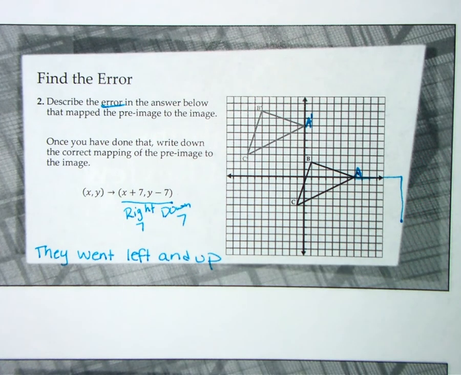It does say to fix that, but if we were to fix it, then we would be off of the graph. So we're not going to do that. But those are the two things you're going to need to do for your final. You're going to need to look and describe the error and then fix the error.